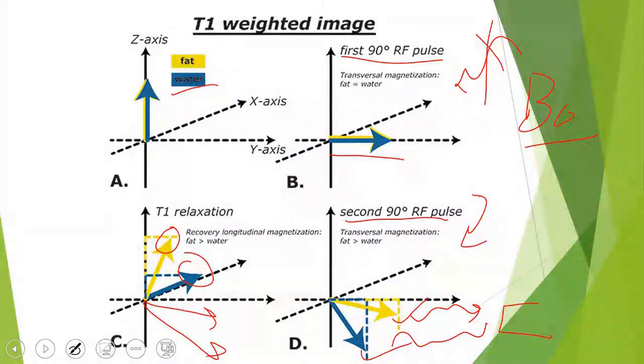Why did you do this? Just to change the direction of longitudinal magnetization from being in the Z-axis to being in the X and Y axis. Is that understood, doctors? All right. So the time between, the first is a false.